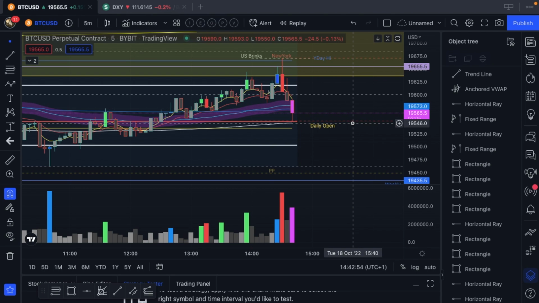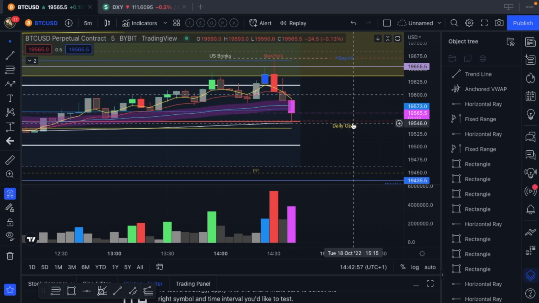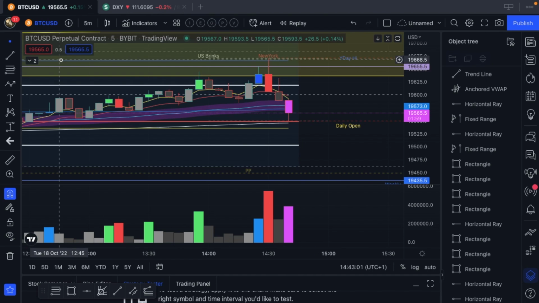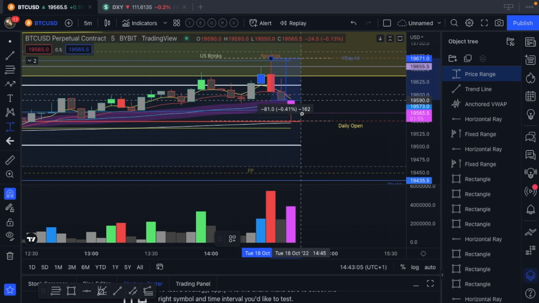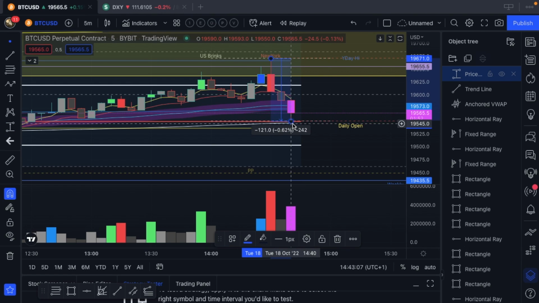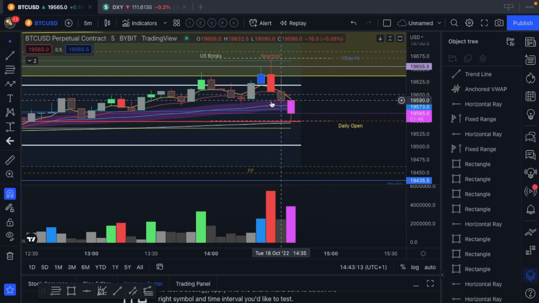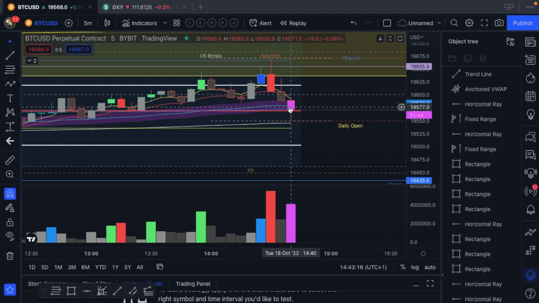Well, not doing much. I mean, doing quite a bit. That's already a massive move here. But this is a good indication of just how volatile. So we're talking a 0.62% move in less than 15 minutes. In 10 minutes, basically, really. No, sorry. Yeah, less than 15.